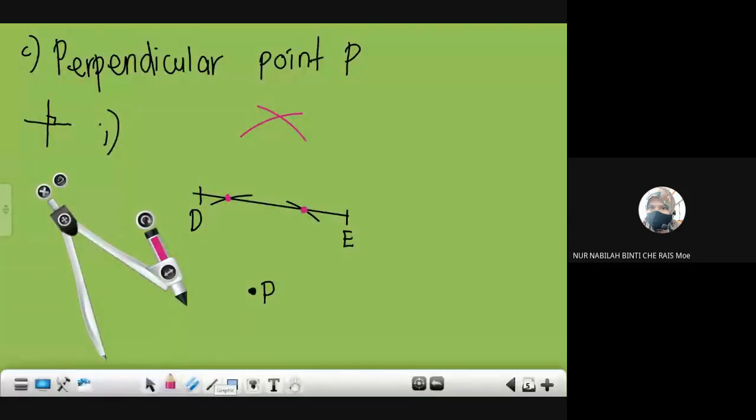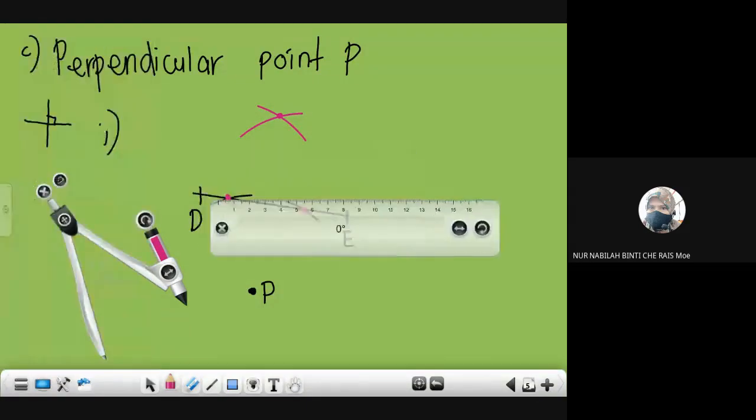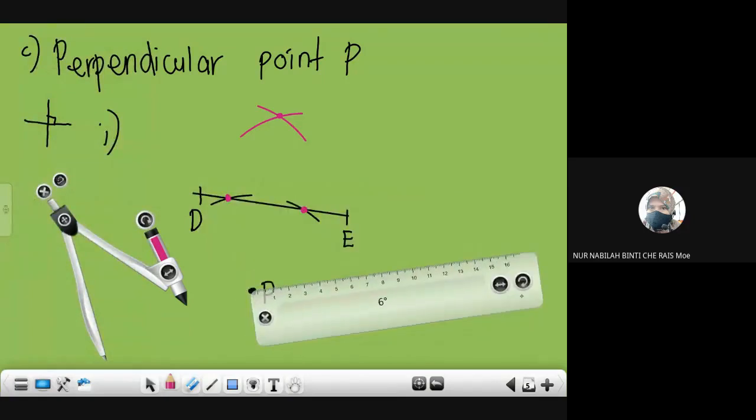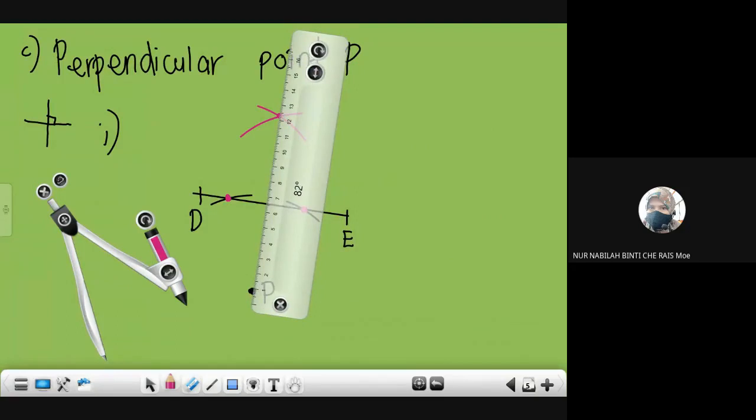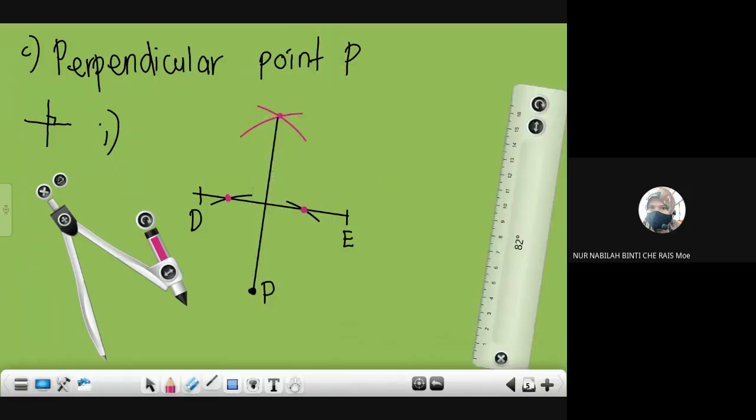Okay, so when you get like this, after that you draw the line from this point to P. Okay, you draw a line from here to here. So this is your perpendicular line to the line DE, passing through point P. So this is how we construct a perpendicular through a point.